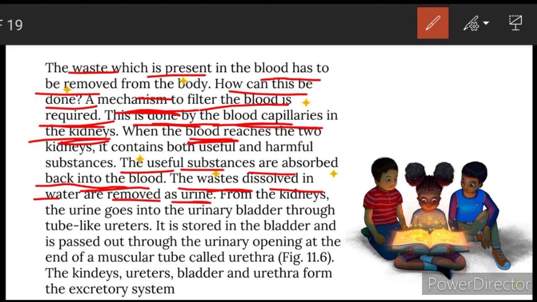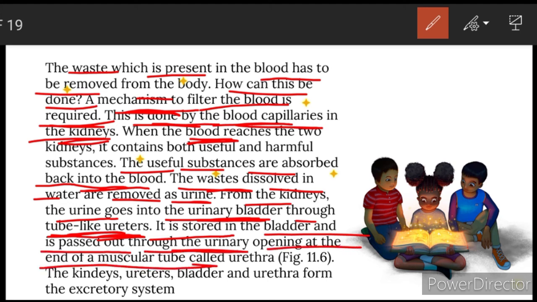The urine. So where does urine actually come from? So this is the process from which actually your urine comes from. From the kidneys, the urine goes into the urinary bladder. Now ये urine kidney से जाके फिर urinary bladder पे जाएगा. And then what is going to happen? Through tube-like ureters. Ureters are those tube-like structures that are going to transfer your urine. It is stored in the bladder and is passed out through the urinary opening at the end of a muscular tube called urethra.